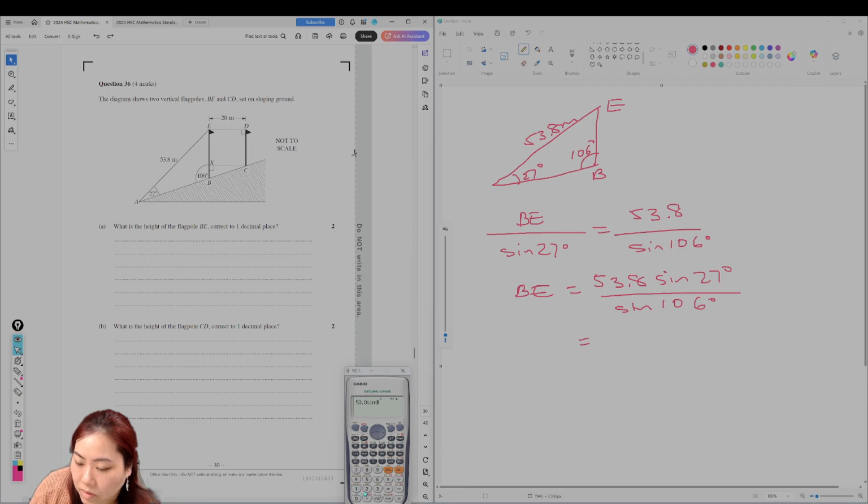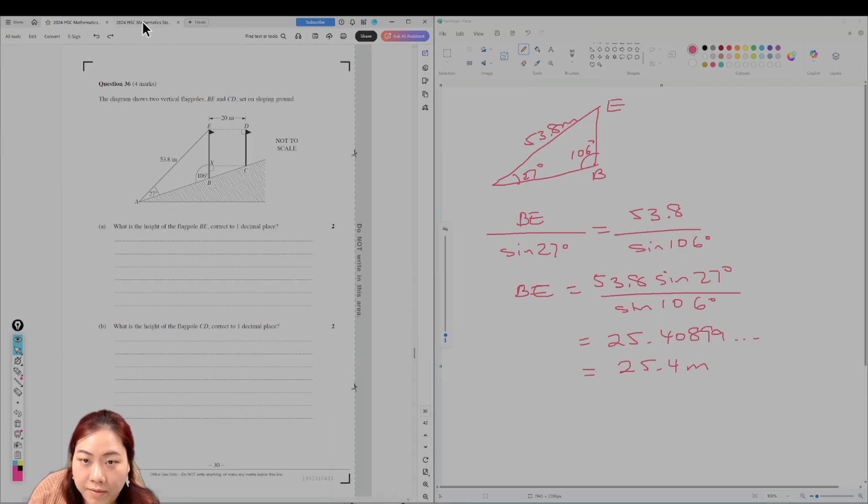Sine 27 on sine 106. Okay, we've got 25.40899... and it's all rounded to 1 decimal place. I can see over there, so I'm going to do the same. 25.4 meters.